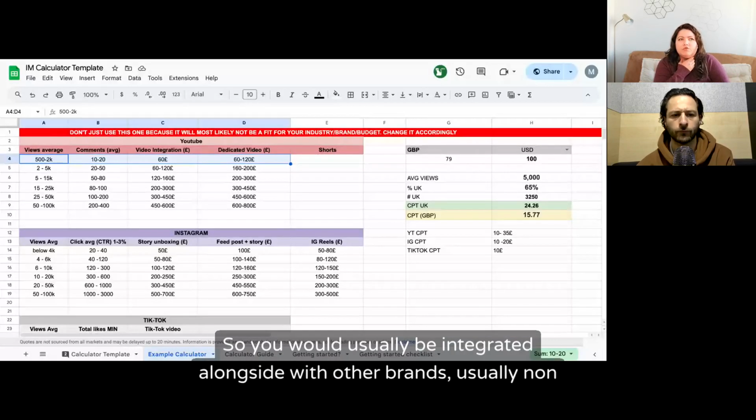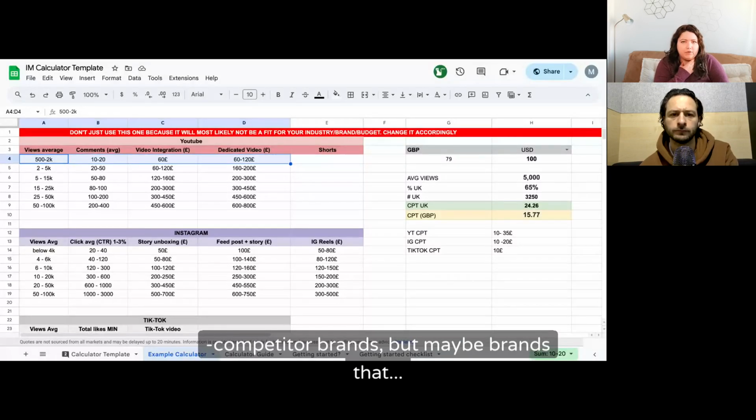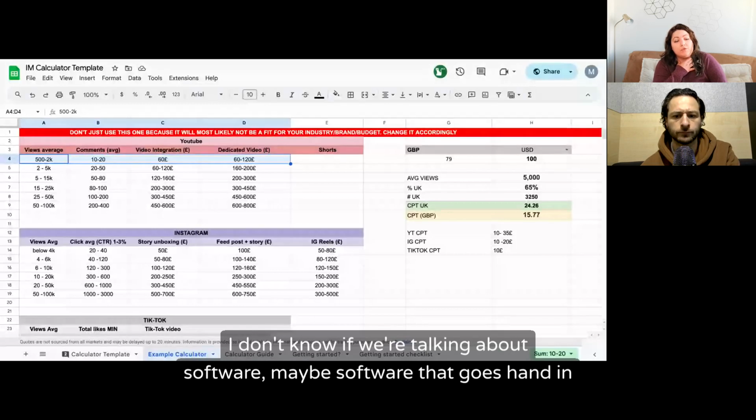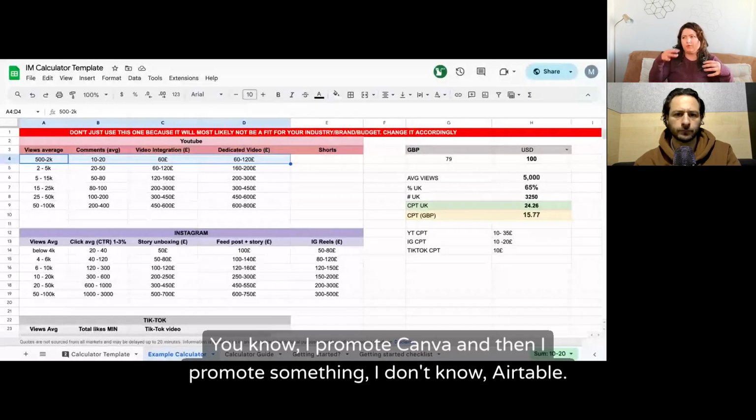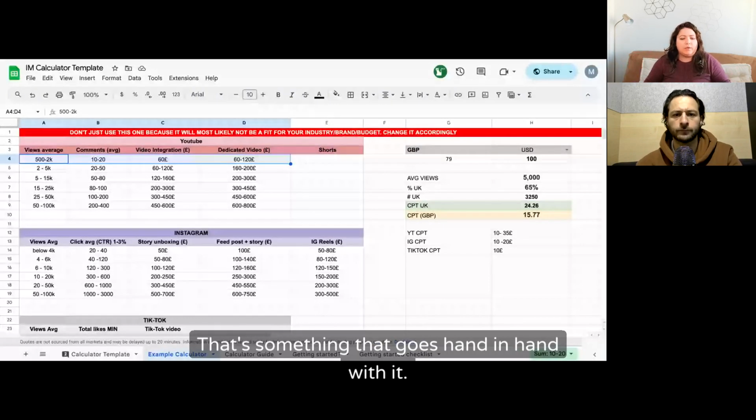So you would usually be integrated alongside other brands, usually non-competitor brands, but maybe brands that, if we're talking about software, go hand in hand. You know, I promote Canva and then I promote something, I don't know, Airtable. That's something that goes hand in hand with it.